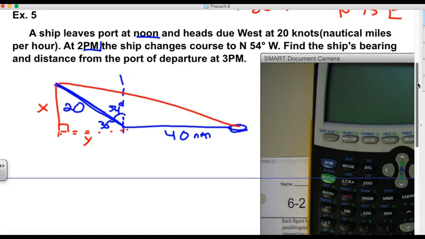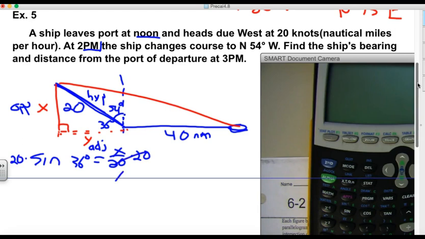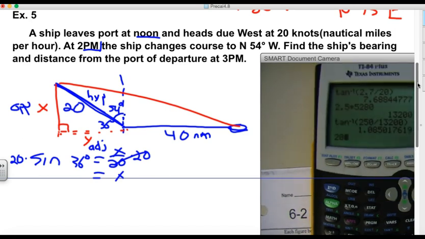So to find X, which is opposite 36, we would use sine, because X is opposite and 20 is the hypotenuse, right? Because here's your right angle. And over here the adjacent side is Y. So sine of 36 degrees is going to be X over 20. All right, and we multiply both sides by 20. So X is going to equal 20 times the sine of 36. You get 11.756. I'm going to be a little bit more precise on this one because we're dealing with a lot of different numbers.